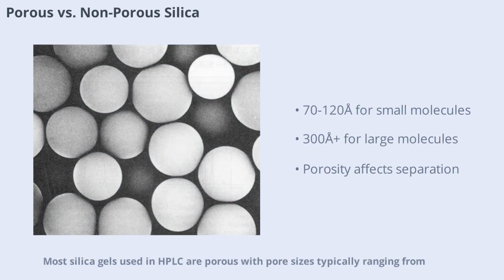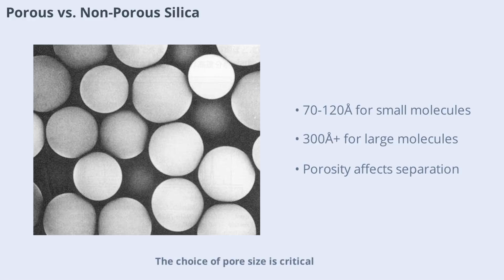Most silica gels used in HPLC are porous, with pore sizes typically ranging from 70 to 120 angstroms for analytical columns. Larger pore sizes, such as 300, 500, or even 1000 angstroms, are available for separating large molecules like proteins or synthetic polymers. The choice of pore size is critical for ensuring efficient separation of your target analyte.